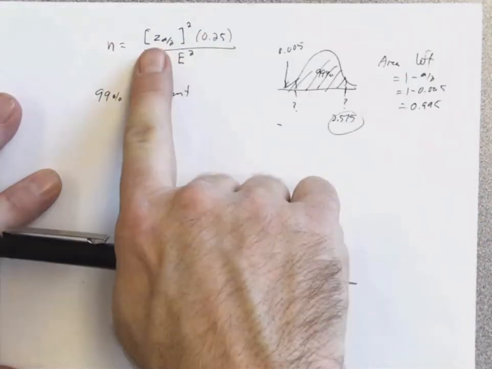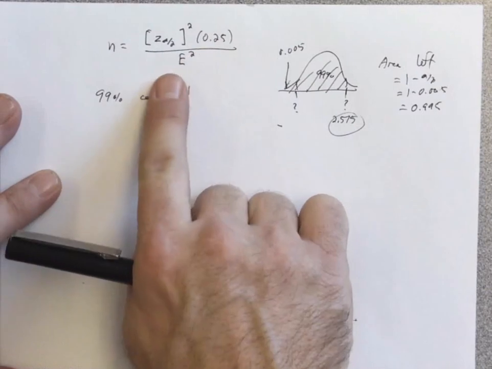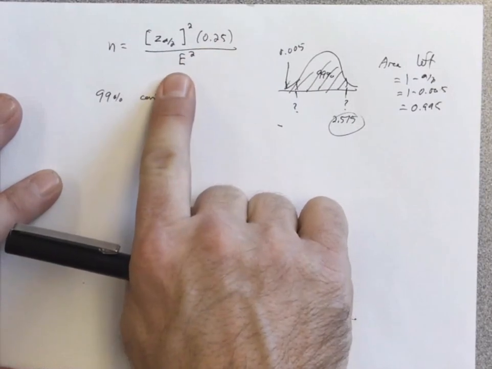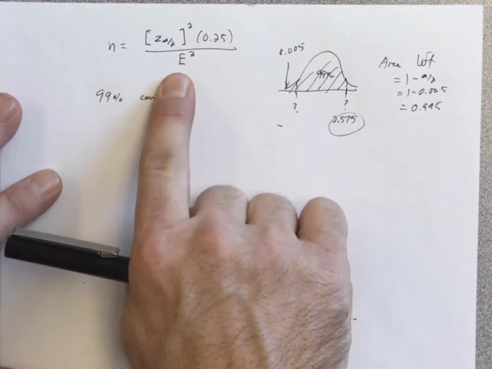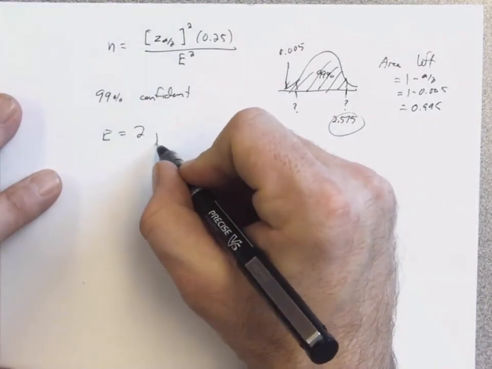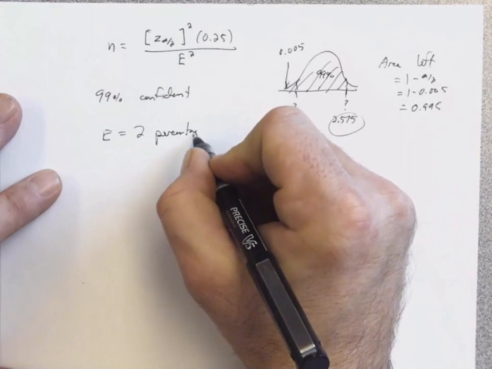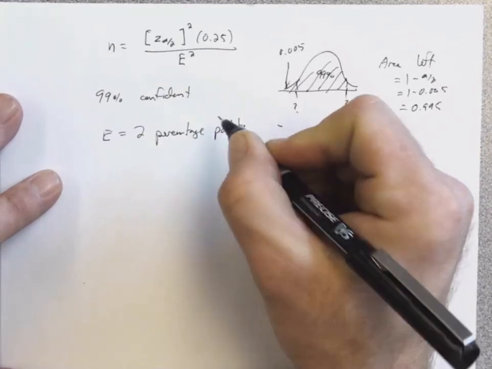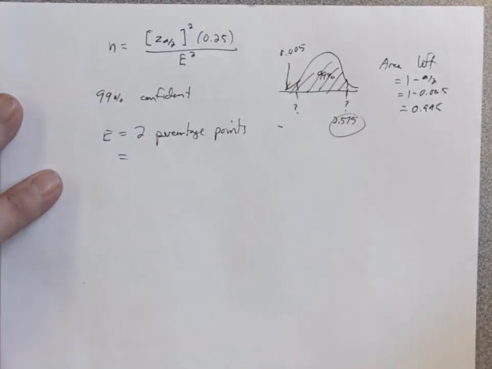So now we have this one, right? We have Z alpha over 2, we have the 0.25. What's E? How close do they want to be? How many percentage points? 2. Yeah, they say E needs to be within 2 percentage points, right? Now, what does percentage points mean in decimal land? 0.02. Is that clear? Okay.